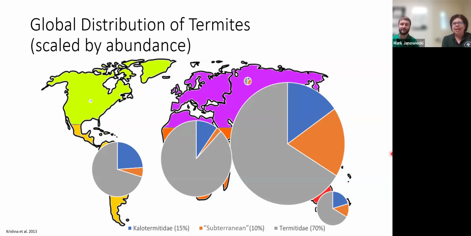Okay, so when you scale the distribution of termites to abundance, take a look at how small that pie chart is for North America and how huge it is for really the rest of the world. And I know if you're here locally in the New Orleans or Louisiana area, you think, man, we have really bad termite problems. Well, there are a lot more species in other parts of the world. So this is not about economic damage. This is about abundance of termites in different regions of the world.